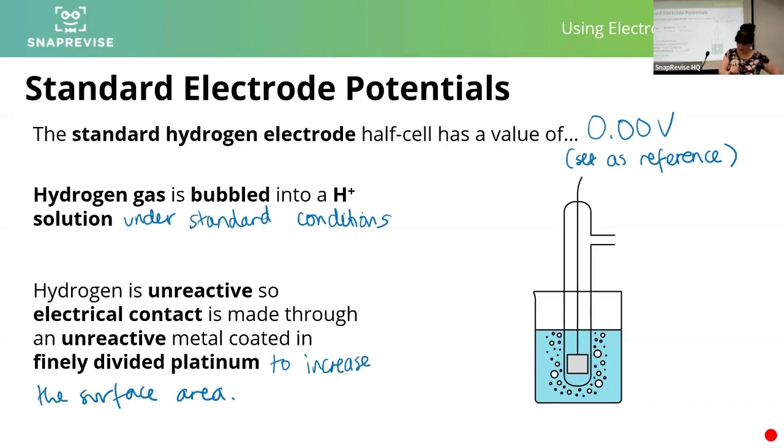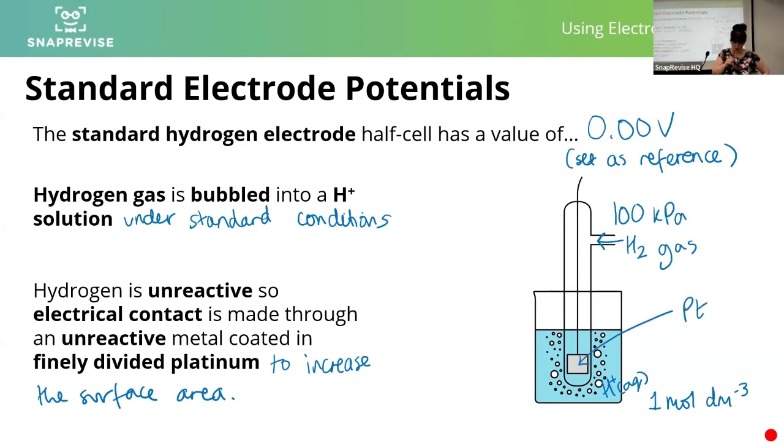Excuse me. Our hydrogen gas needs to be under standard pressure, so it needs to be at 100 kilopascals. Let's put my hydrogen gas in there. My solution is going to contain H+ ions. And it should be 1 mole per decimeter cubed, at least to begin with. What else haven't I done? Oh, electrode, platinum electrode. I can't think of anything else I need to write. I think that's it. So that's our standard hydrogen electrode, our SHE.